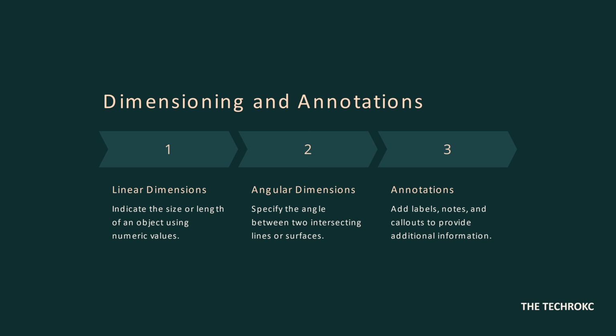Then the third type of dimension is annotations. An annotation is a label or a form of label, or notes, in order to provide additional information about a drawing. An example of annotation can be the title of your drawing. Probably when you draw an isometric block, you can name it isometric block. So that's an example of annotation.